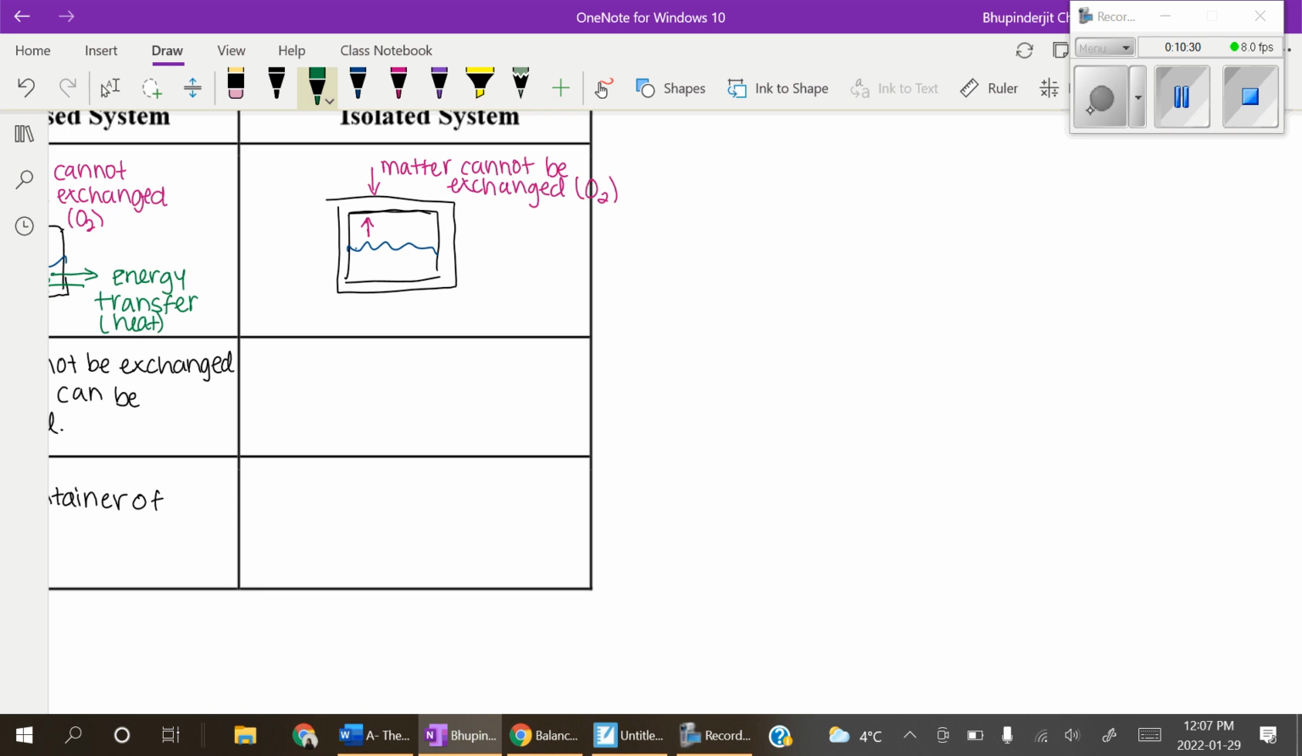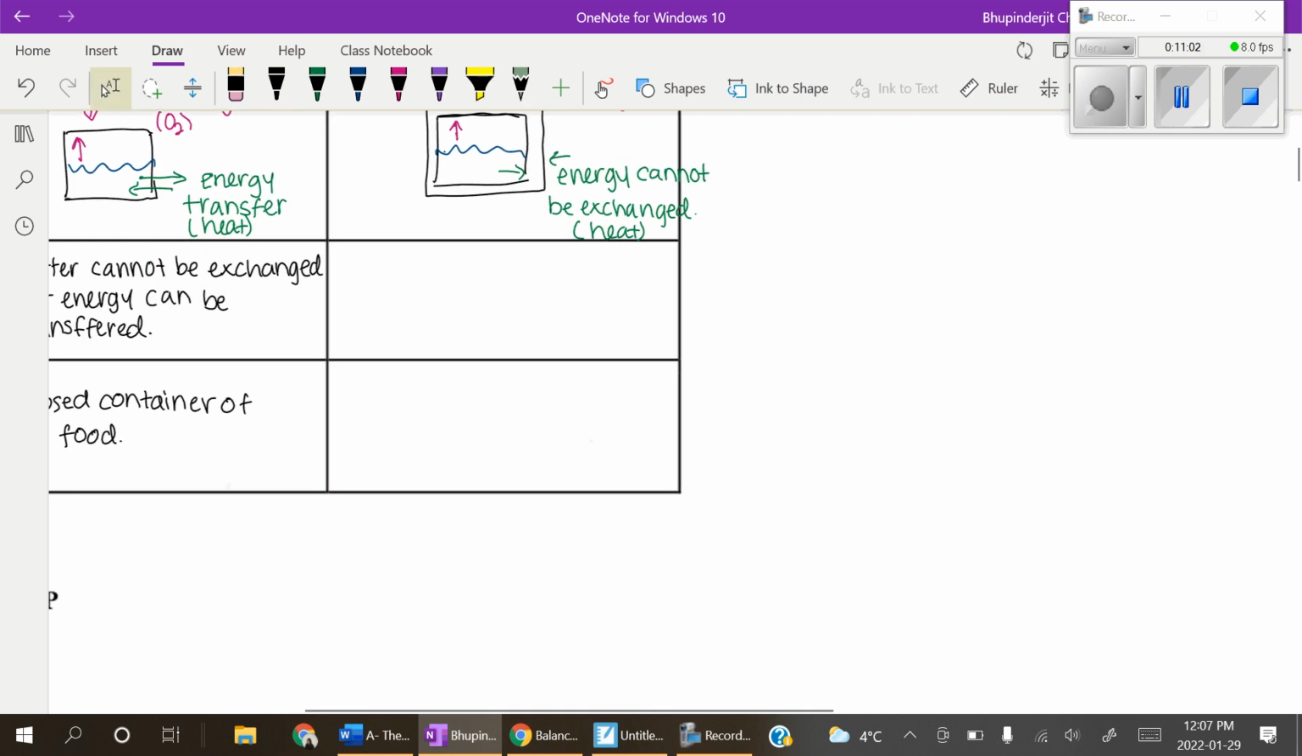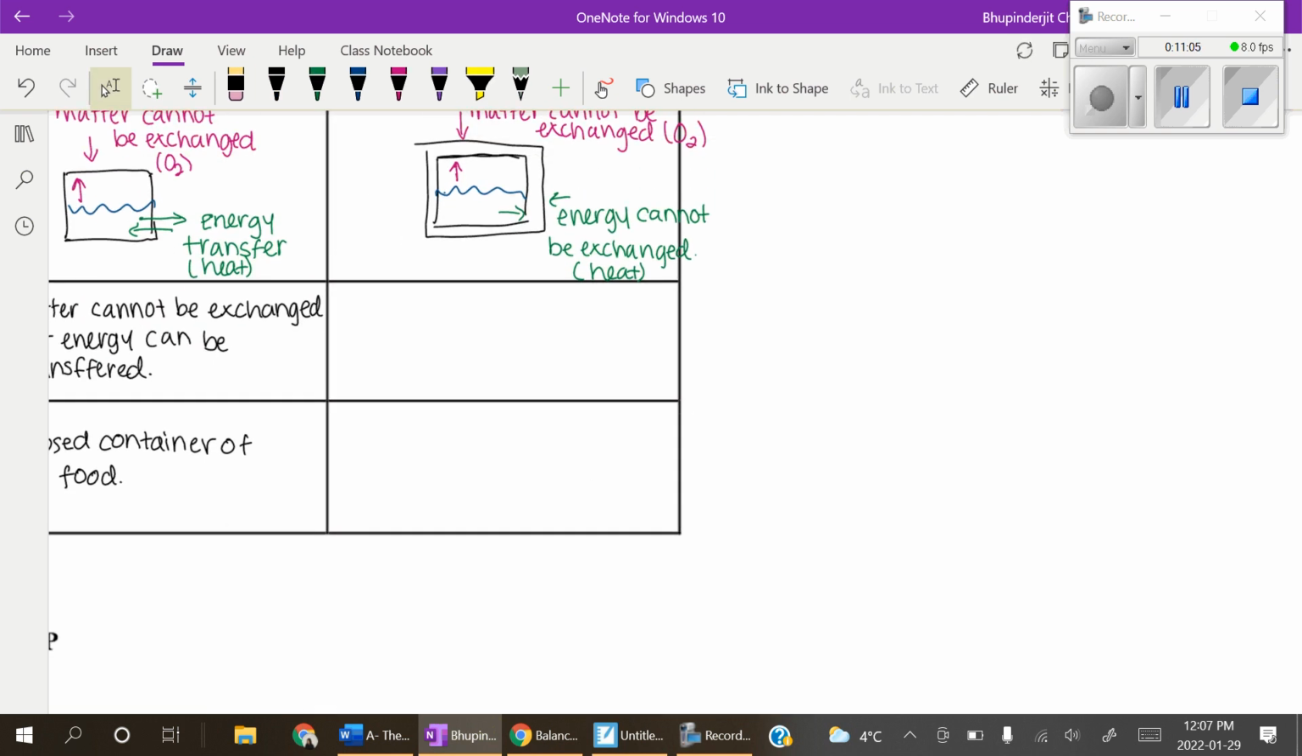When you think about a thermos, when we put food or water into a thermos, we put it in there so that it stays hotter or colder for longer. What a thermos is doing is it's preventing heat from entering and exiting as well. So energy cannot be exchanged. That's heat. The better your isolated system is, the longer it will stay at the remaining temperature.